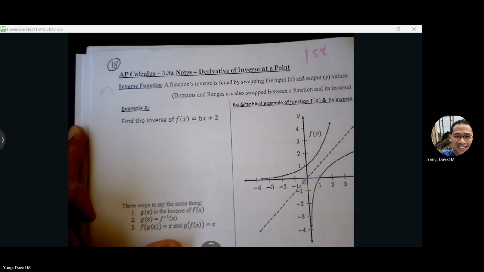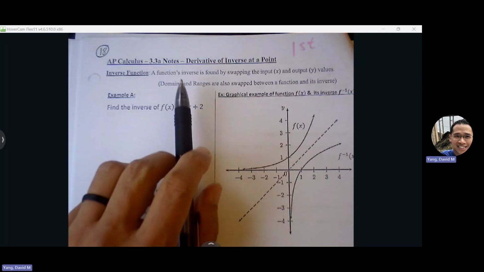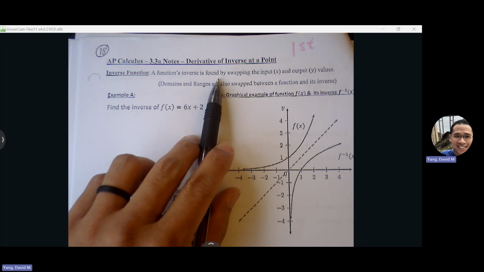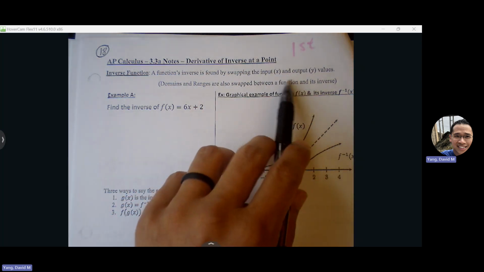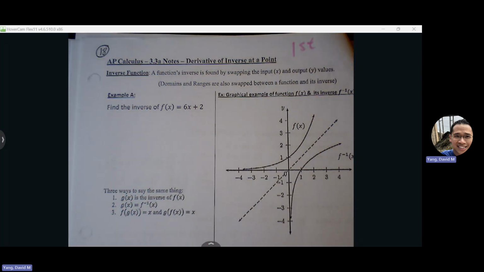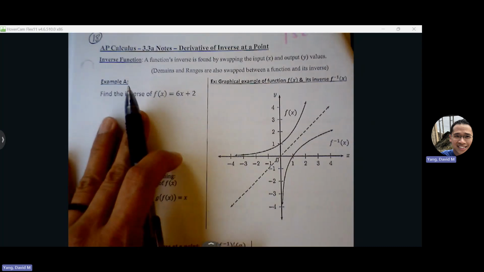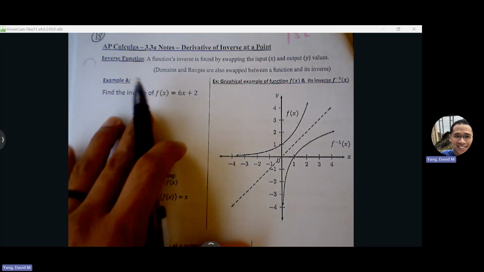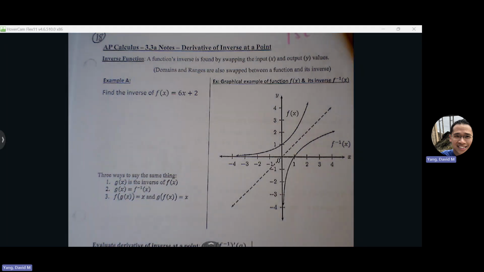Okay, so a function's inverse is found by swapping the input and output values. So when you swap your x and y values and you create your new equation, you're going to get an inverse function. Your domain and range are also swapped between a function and its inverse.